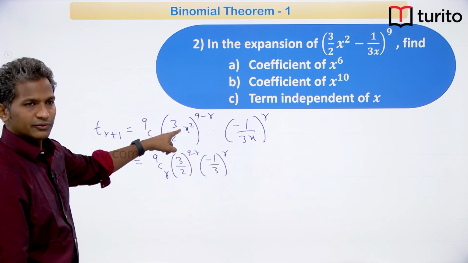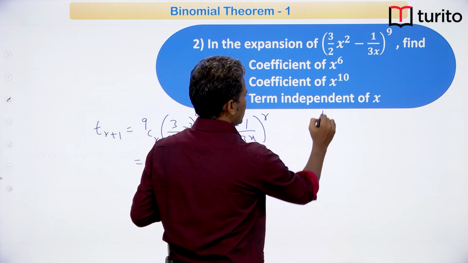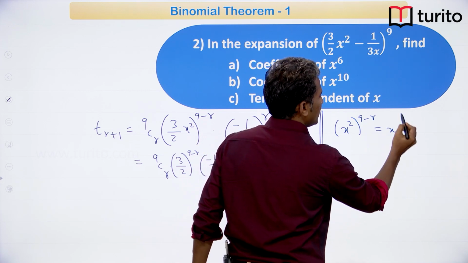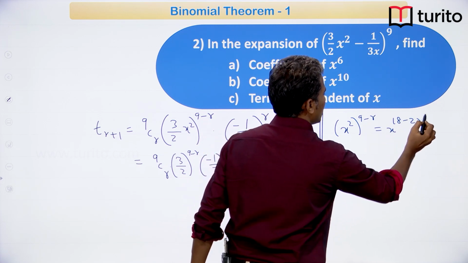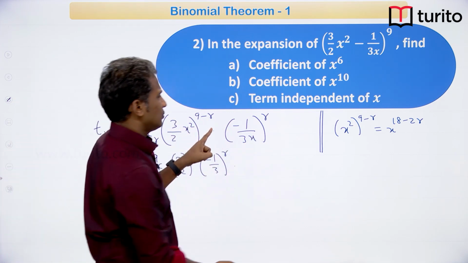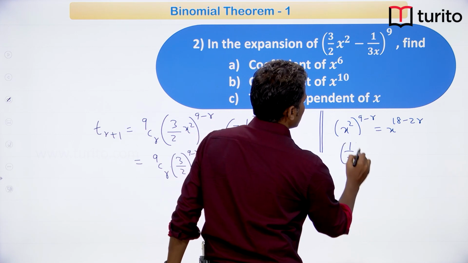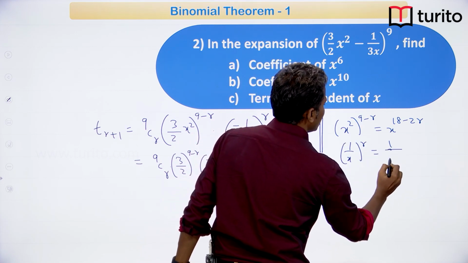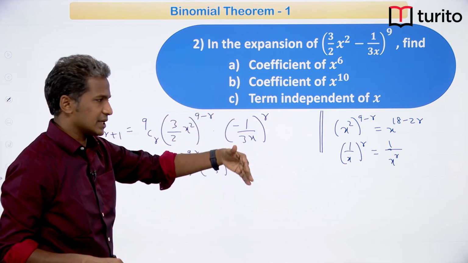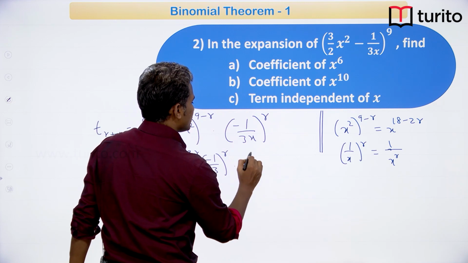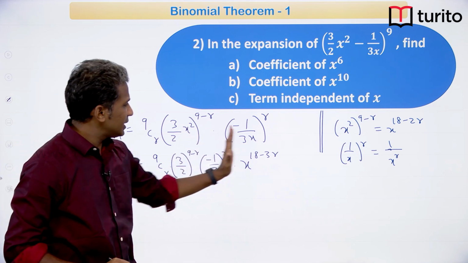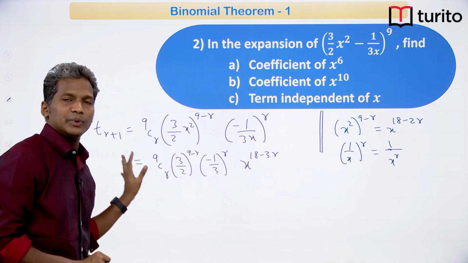And what about the powers of x here? So, in the numerator, we will have (x²) raised to 9 minus r. This is going to be x raised to 18 minus 2r, right? (a^m)^n is a^(mn). And also 1 by x raised to r is going to be 1 by x raised to r. Now, when we divide the first with the second, we are going to get x raised to 18 minus 3r. Okay. So, here we separated x and we separated the numbers.